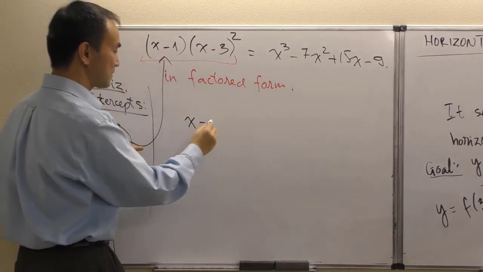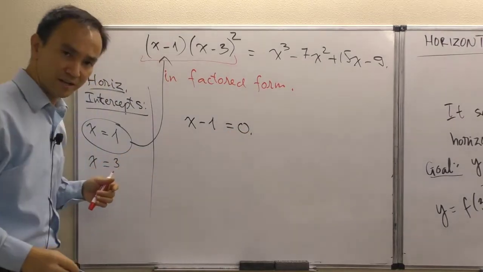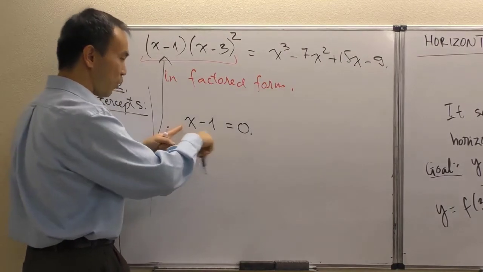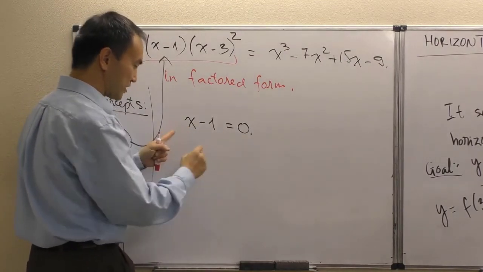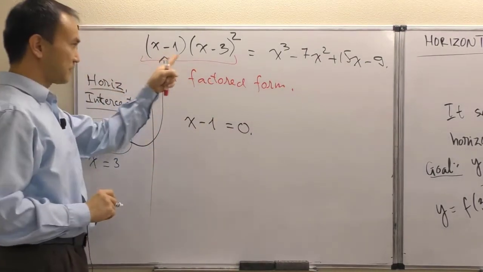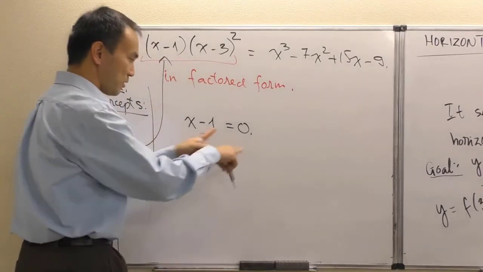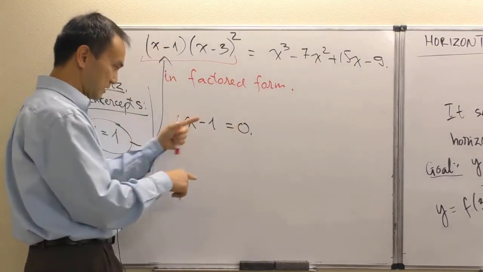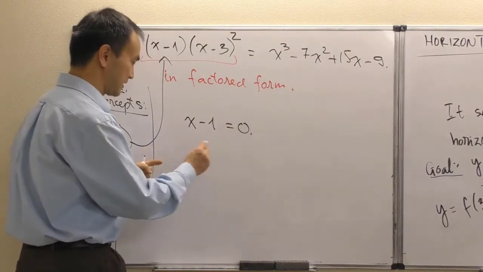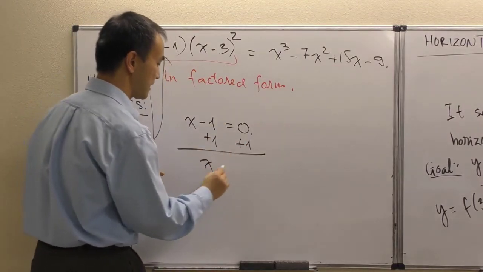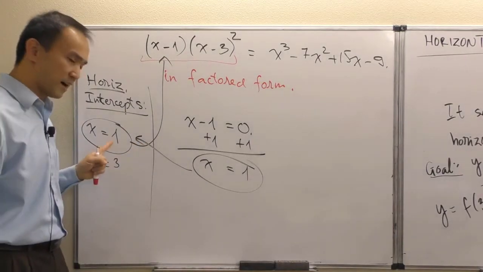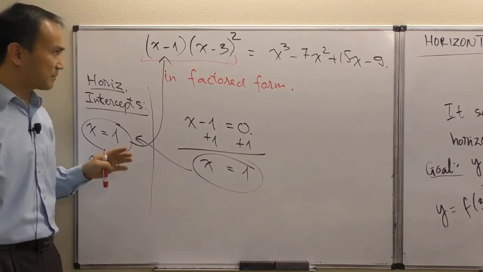Just think about if we set that x minus 1 equals 0. Here x minus 1 is a linear factor of this polynomial. I will explain a little later why we set that equal to 0, but think about if we solve x minus 1 equals 0 for x, then adding 1 to both sides, we end up with x equals 1, and this is consistent with one of our horizontal intercepts. And so think about the other one.